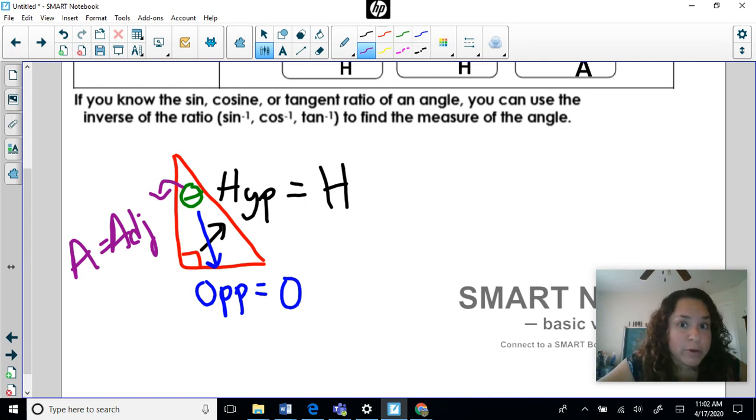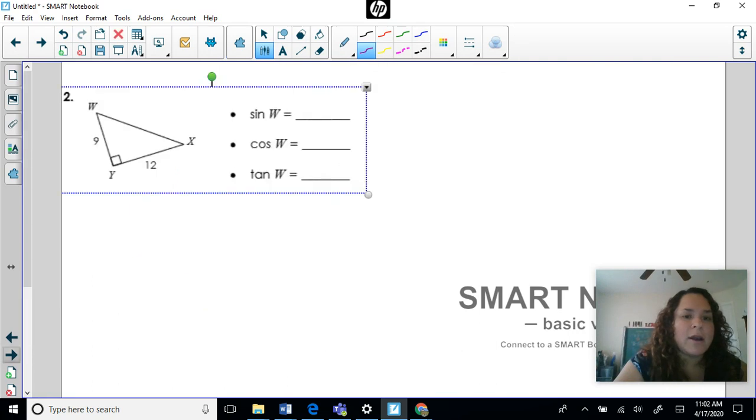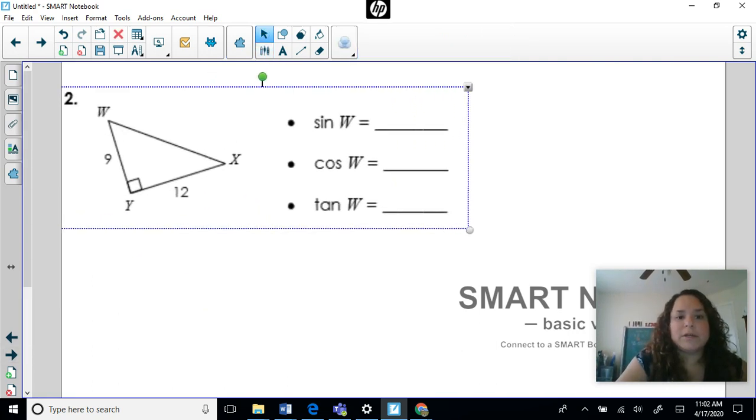Okay, so hypotenuse is always across from the 90-degree angle, opposite is directly across or in front of the angle, and then adjacent is the side that happens to be right next to the angle. But don't get it confused with the hypotenuse, okay? Remember, the hypotenuse is always the longest side and always across from the 90. That's one of the mistakes that people will make. All right, so let's take a look at a type of question that we would have to deal with.